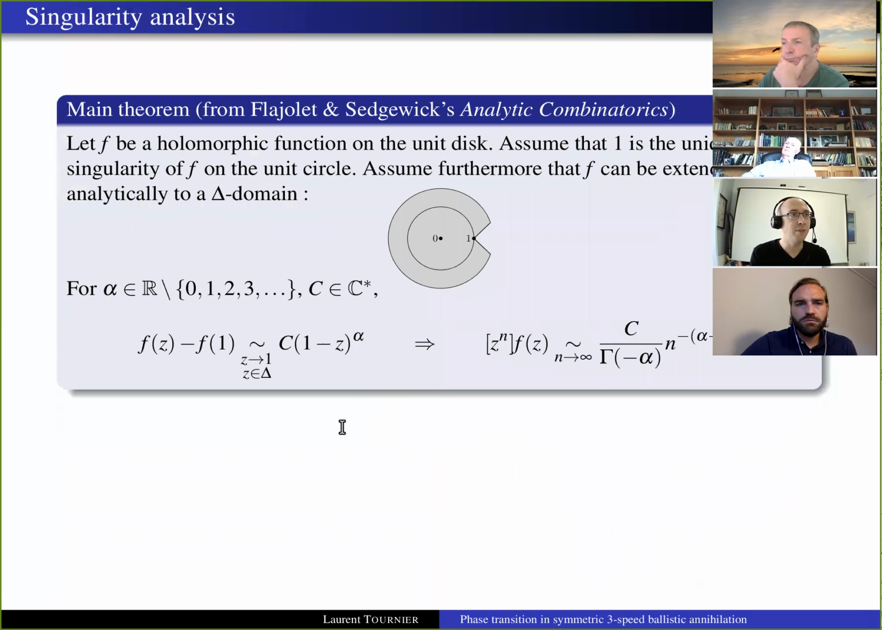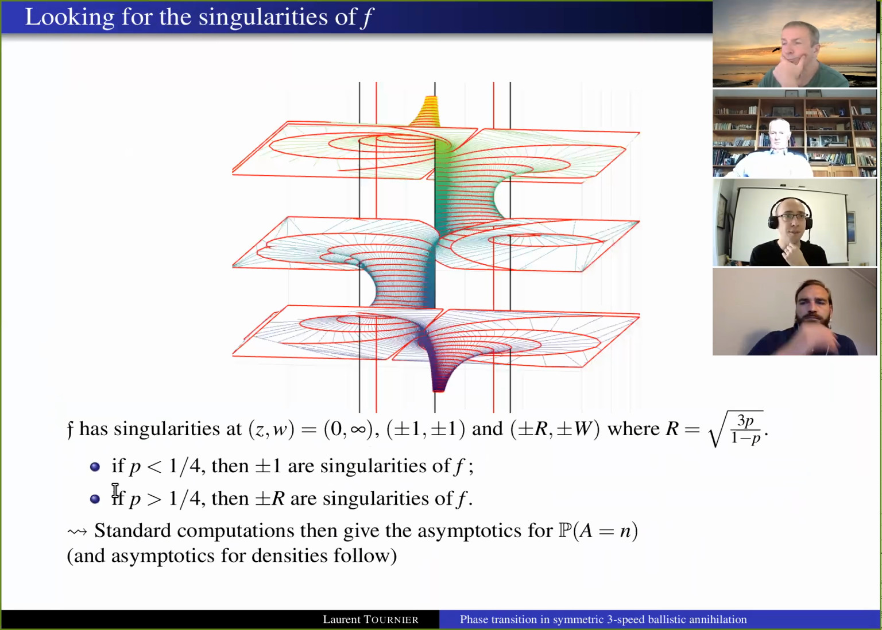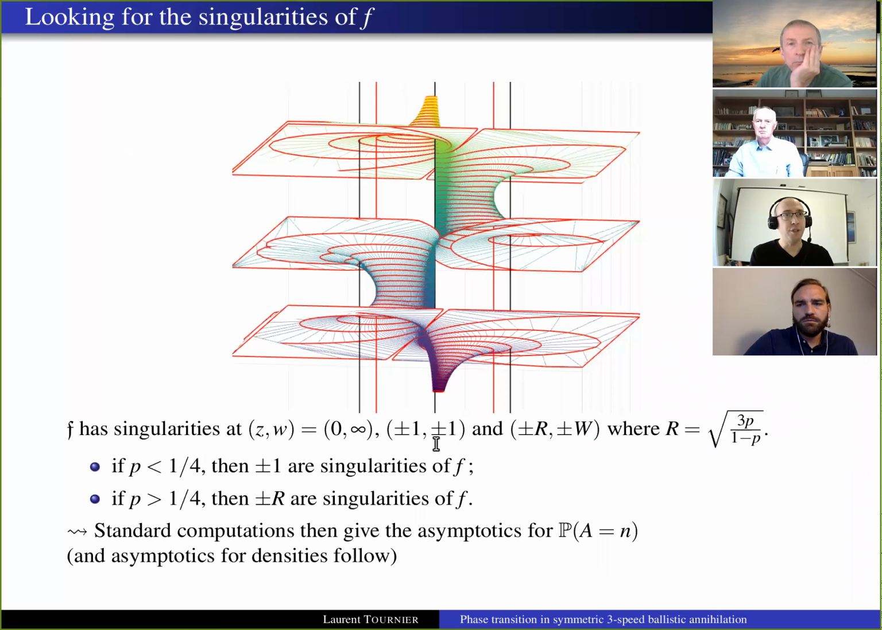So the short answer is as follows. It depends on whether p is larger or smaller than one quarter. This is how the phase transition happens. The singularities are not the same for F. They're the same for the whole function, but the singularities of the sheet corresponding to F are different. This can be proved using the probabilistic argument that I had before, or in principle it could also be obtained by purely algebraic arguments by studying the previous 4-valued function.